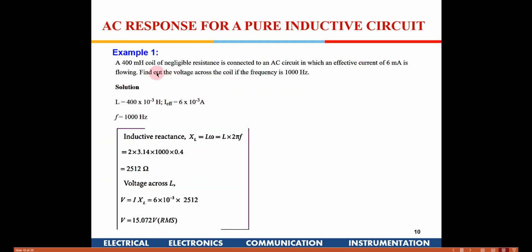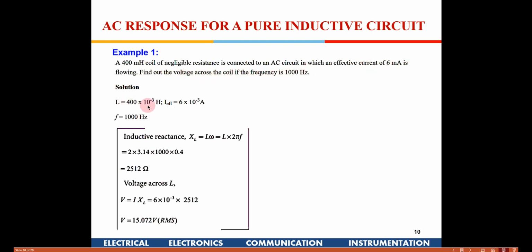So, if you take an example: a 400 millihenry coil of negligible resistance is connected to an AC circuit in which the effective current is 6 milliampere. When I say effective current 6 milliampere, it means the RMS value is 6 milliampere, it is not the peak value. If an equation is given, I is equal to 6 into sine something, in that case the 6 becomes the Im. But if it is written just 6 milliampere, it means it is the RMS value. Find the voltage across the coil if the frequency is given, right.